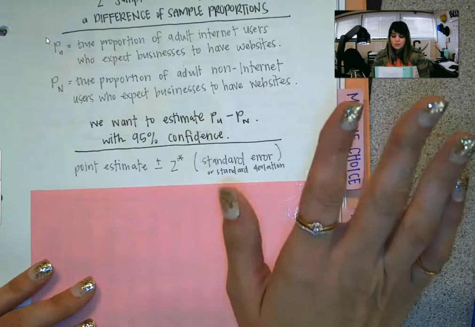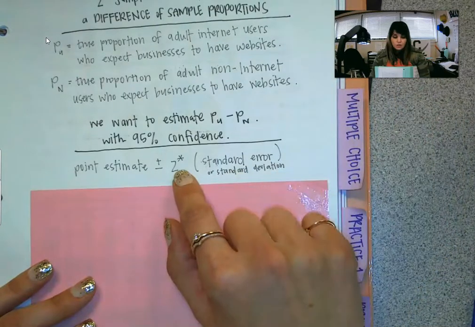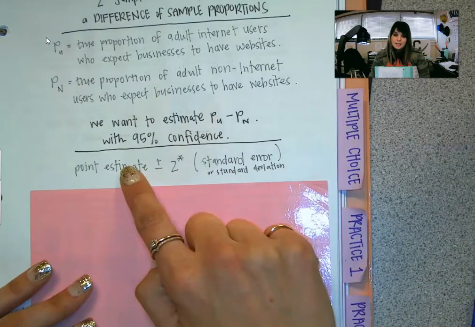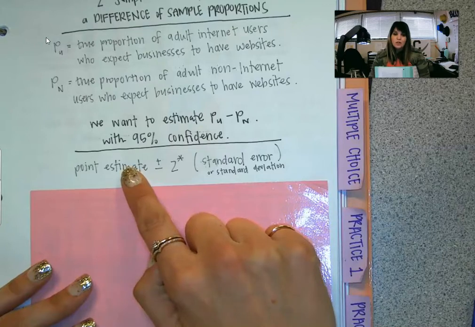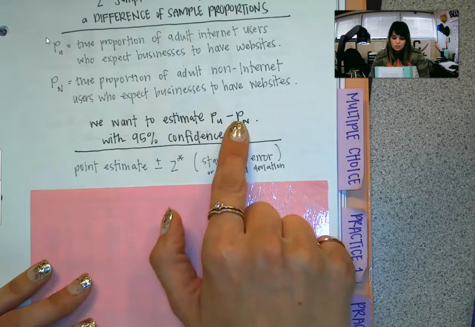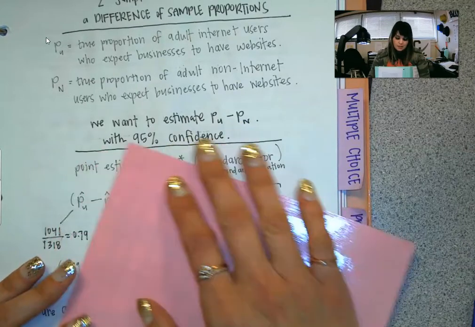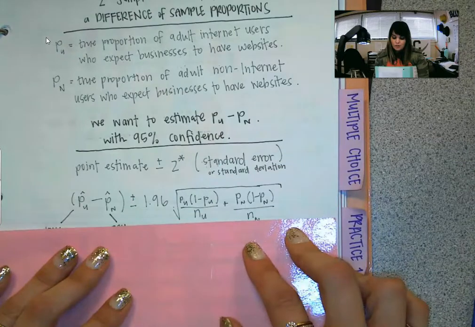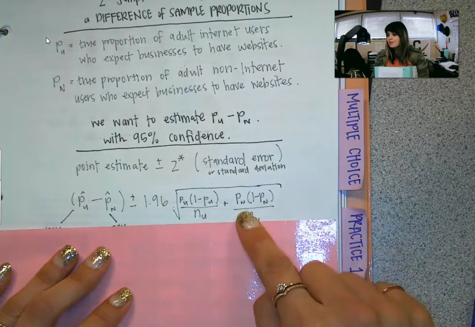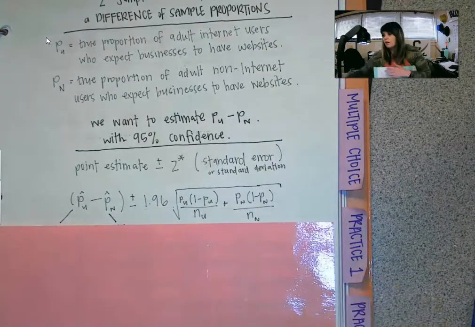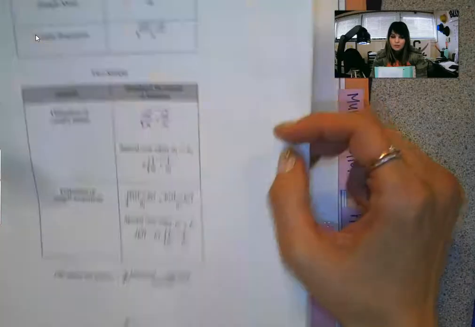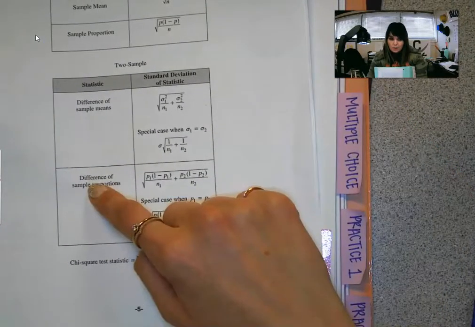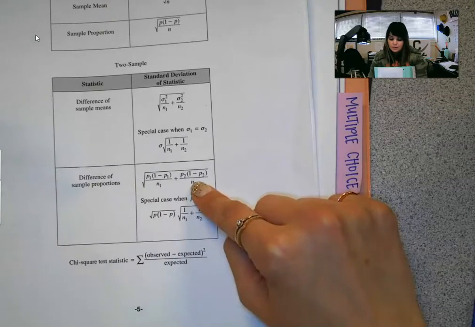Okay, so here's where things get different. Your Z critical is the same. Your point estimate, though, is very simple. If you're trying to estimate the difference between the two, then the point estimate is the difference between the two. Z critical is the one that we always use. Standard error now is this crazy formula. How do I know that? Well, it's in my formula sheet that they will give you. So difference of sample proportions, boom, right here.